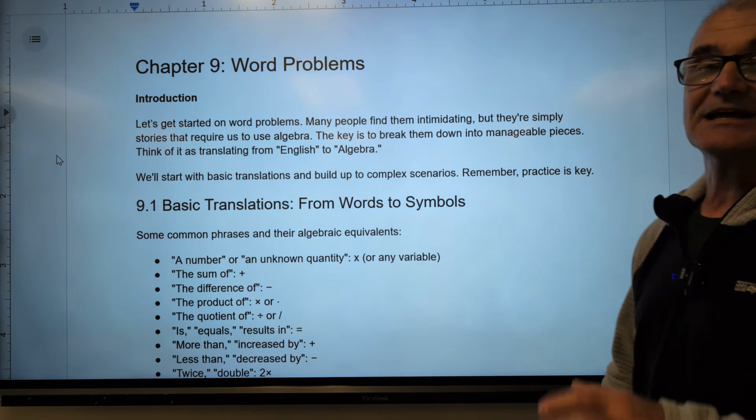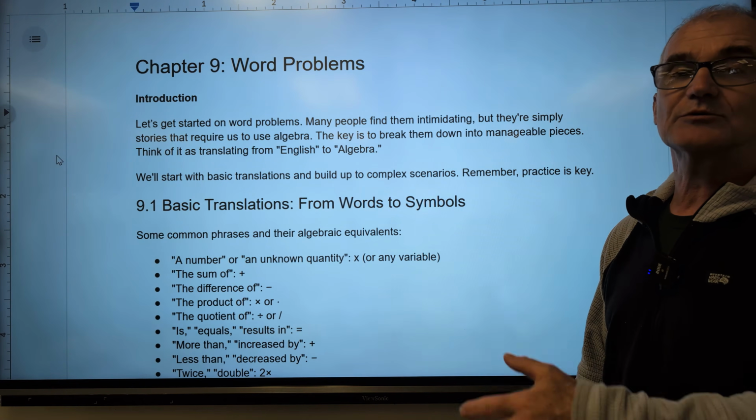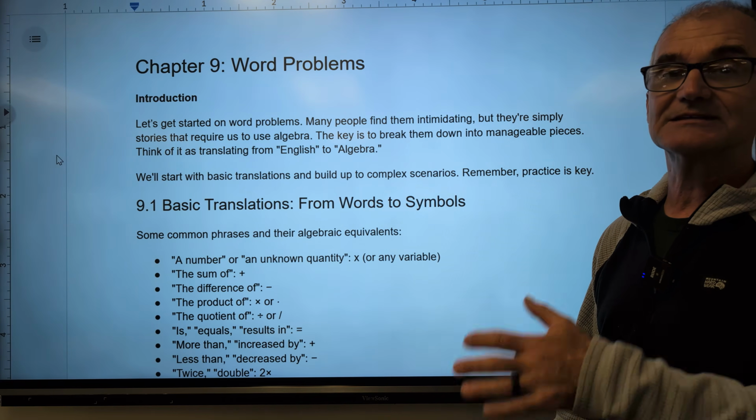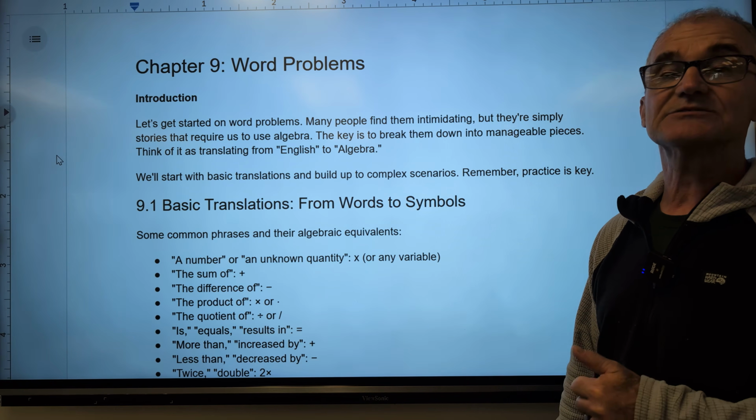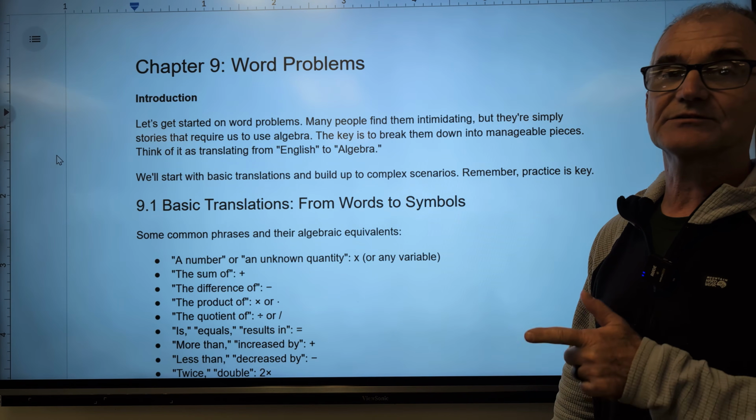So with that said, today is Chapter 9, Word Problems. We're going to go over how to tackle word problems on a standardized math exam. Then we're going to look at distance, rate, and time problems. And we're going to look at simple interest problems.